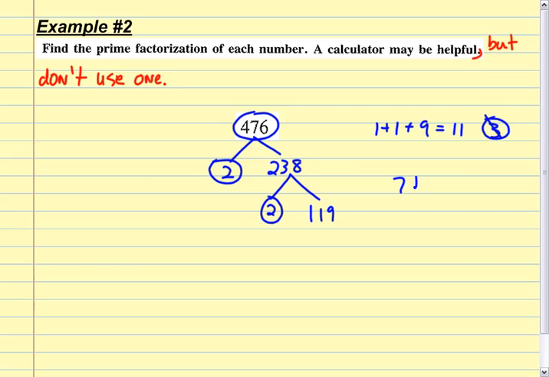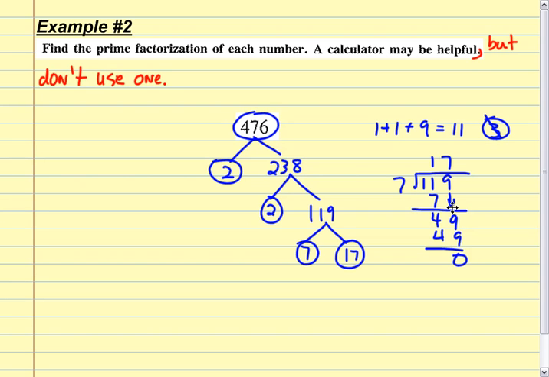So I'm going to do 7 into 119. 7 goes into 11 once. 1 times 7 is 7. I'm going to subtract and bring down. Uh-oh. All right. So 7 is going to go into 119 17 times. So now this is going to be 7, and that's 17. And those are both prime, but they're small enough we can tell.